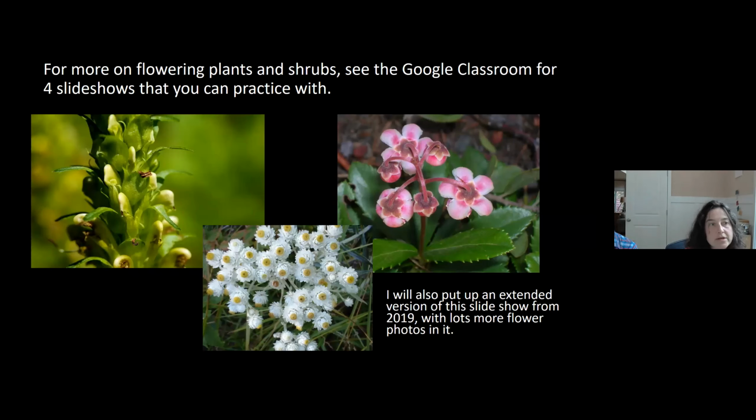So for more on the flowering plants and shrubs, you can see the Google Classroom for the four slideshows that I mentioned earlier. Some of my favorites here are the bracted wellswort on the left. On the bottom is pearly everlasting. And then on the top right is pipsissewa. And I think they're just my favorites because I like the names.